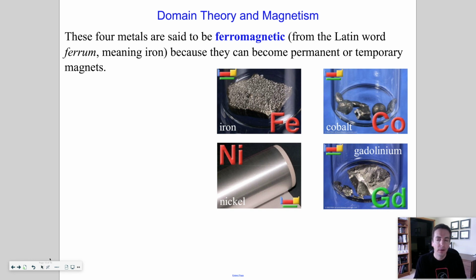Gadolinium, you may not hear of gadolinium very commonly. Usually people say iron, nickel, or cobalt. Gadolinium is actually not magnetic at room temperature. You have to cool it down significantly below room temperature before it becomes magnetic. And we'll talk about why that is in a second. For example, a piece of iron. You could have an iron that is magnetic and another piece of iron that is not magnetic. So why is one ferromagnetic material magnetic, a magnet, and the other one isn't? And that has to do with domain theory.